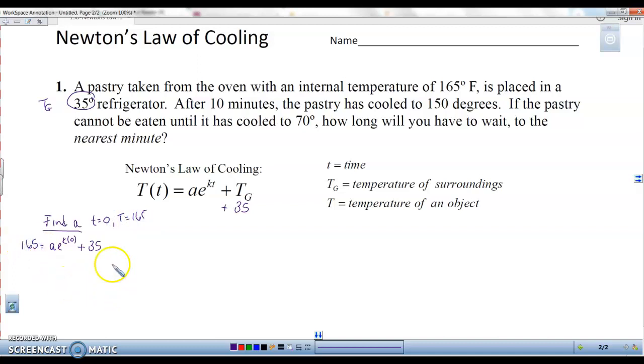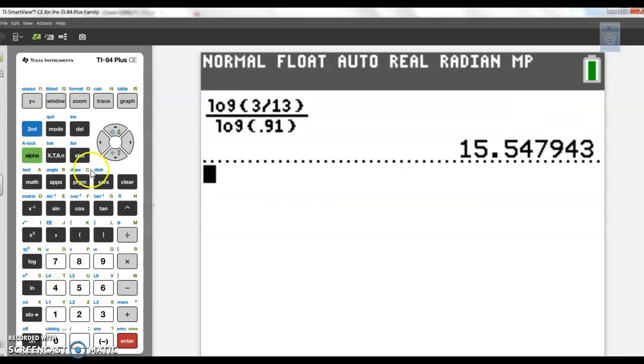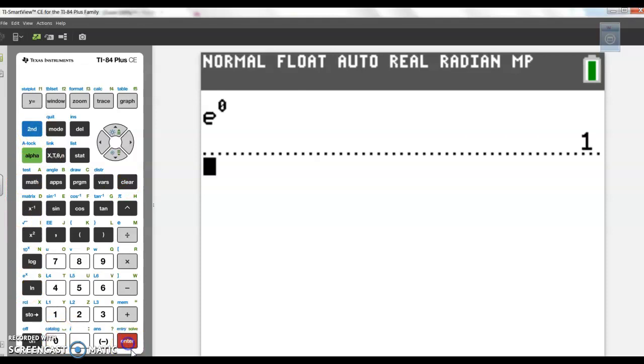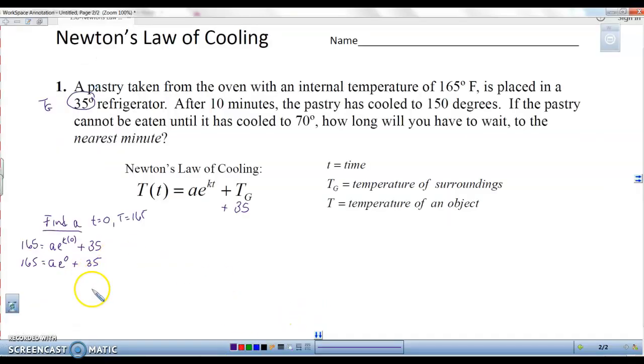Now that we have the formula, let's work this out. This gives me 165 = Ae^(k·0) + 35, and k times 0 is e to the 0. What's e to the 0? Well, e to the 0 is equal to 1. If you're not sure, anything raised to the 0 power is always 1. So 165 = A + 35. If we subtract the 35, that gives me A = 130.